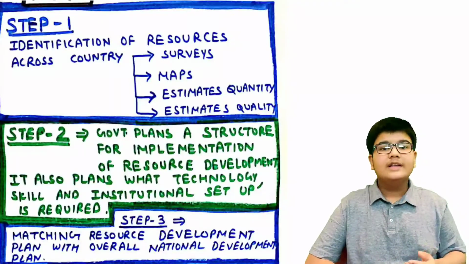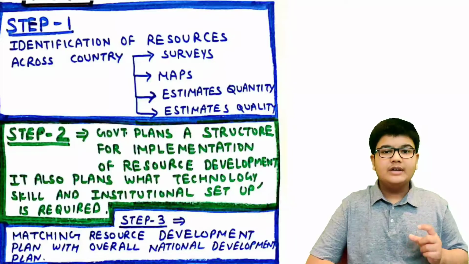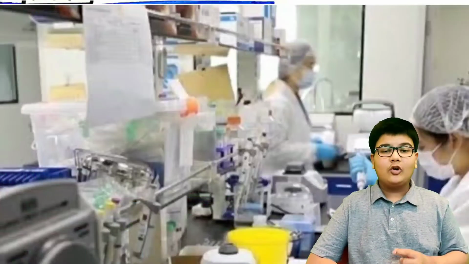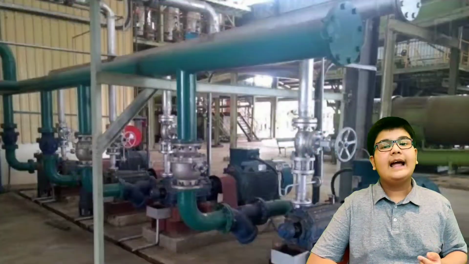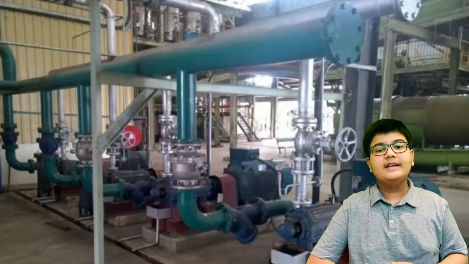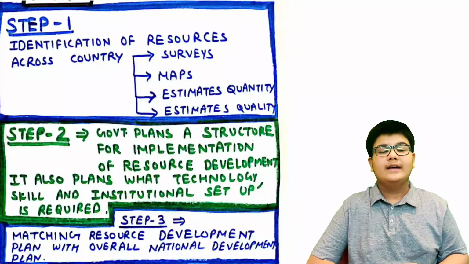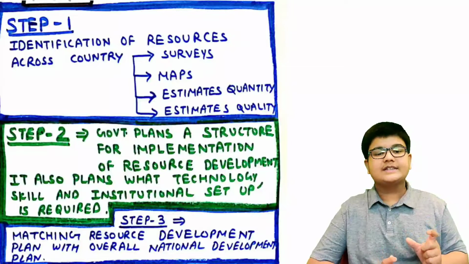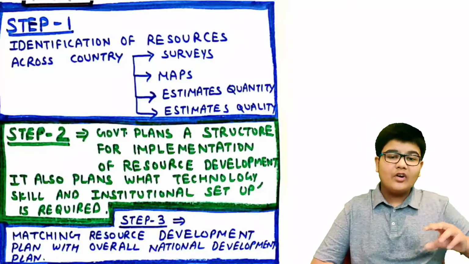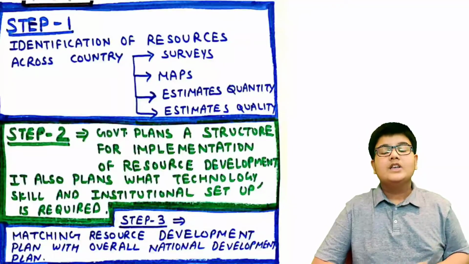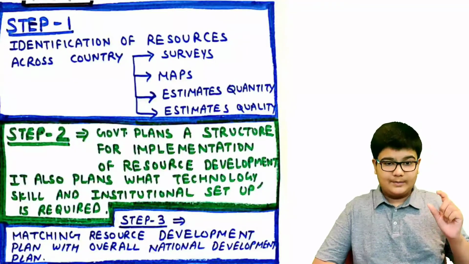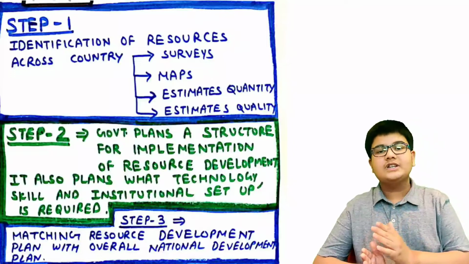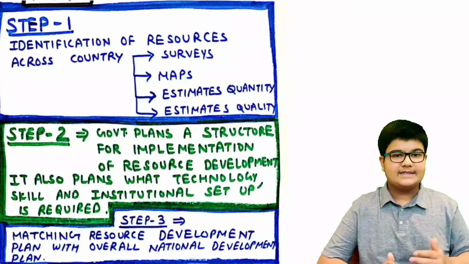Then step 2, the government plans a structure for implementation of the resource development plans. It also plans the technology, skill and institutional setup that is required for the implementation of this resource development plan. Third, the government matches this resource development plan with the overall national development plans. So it basically matches the resource development plans according to the needs of the nation and also according to the future plans.